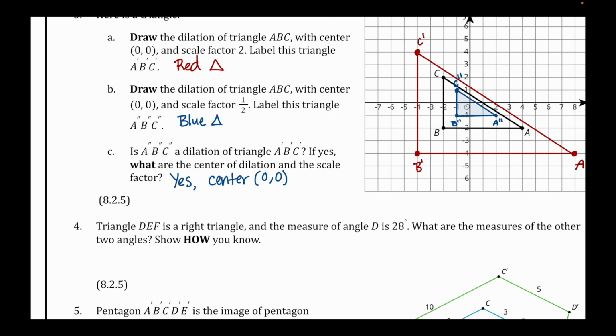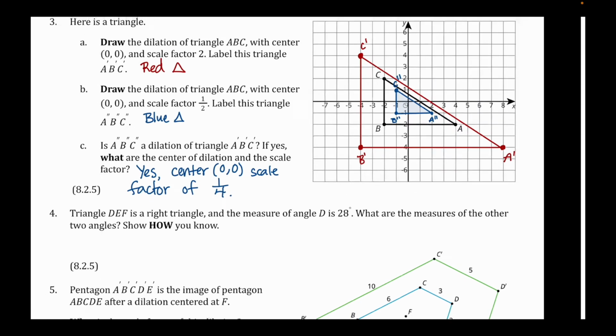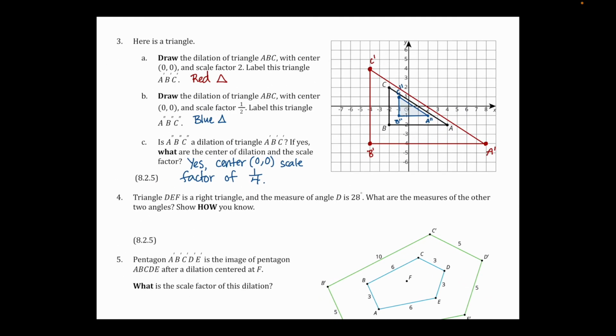So our scale factor will be the image, which is our blue triangle, divided by the pre-image, which is the red one. So that's why we're going to get a scale factor of 1/4. And that is question 3.